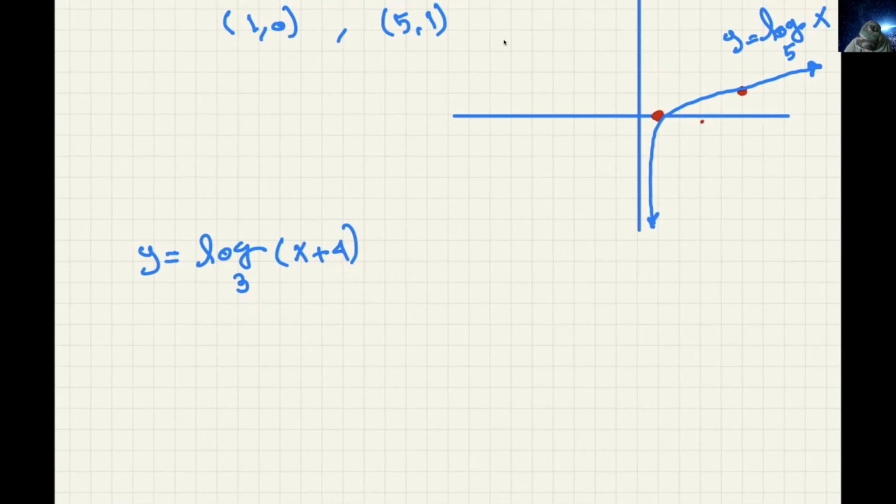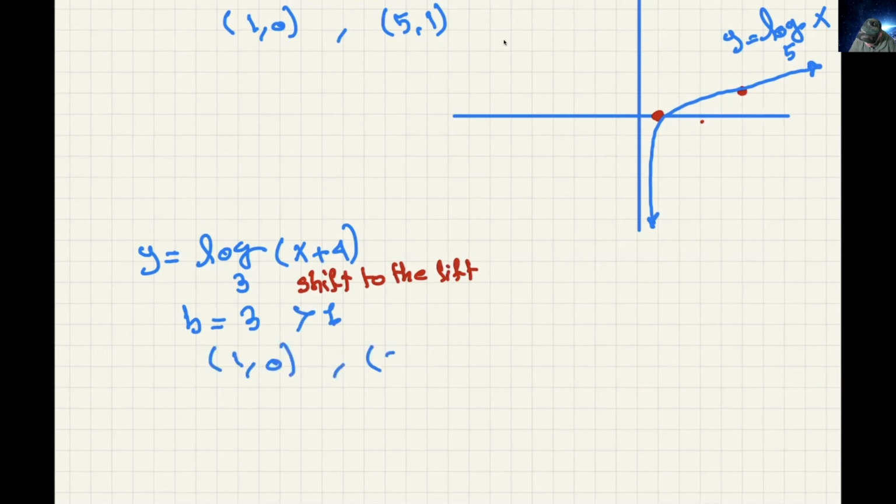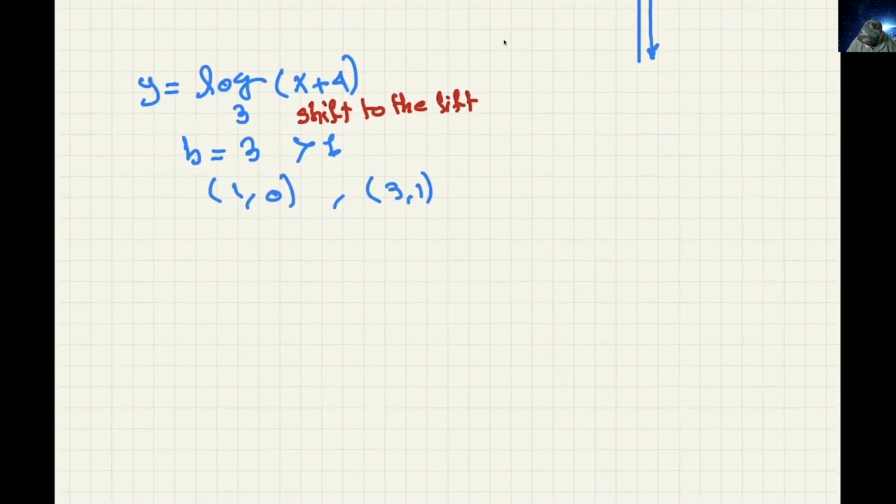So I go here, shift to the left. Okay, so I have to define the 2 points. I have b equals 3, it's greater than 1, increasing. So the 2 points must be 1 and 0, and 3 and 1. Well, let's graph this. So I have to graph the original function first, which is log base 3 of x, and then I will shift it. Okay, so let's graph that.